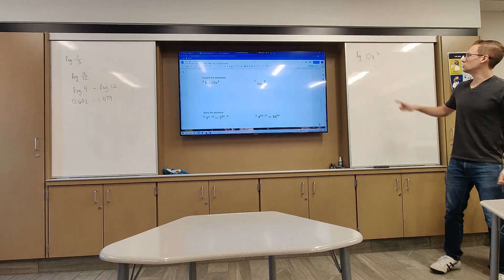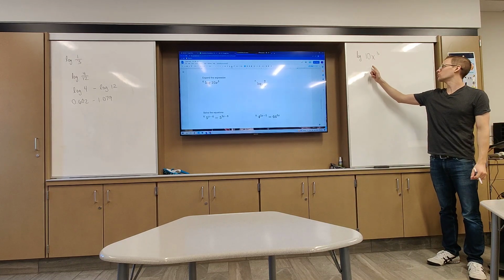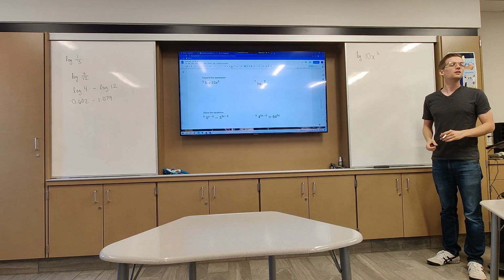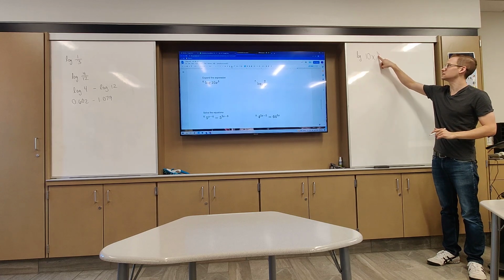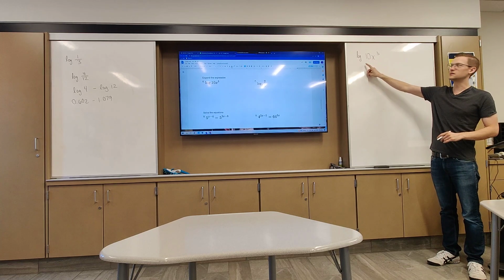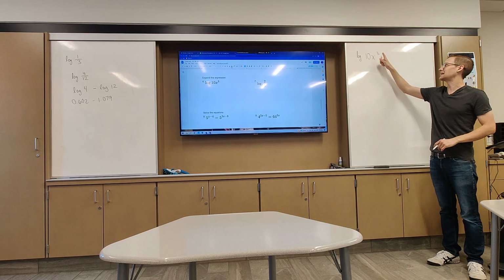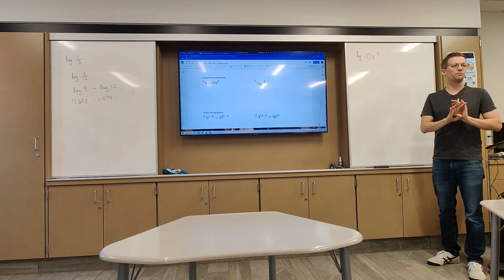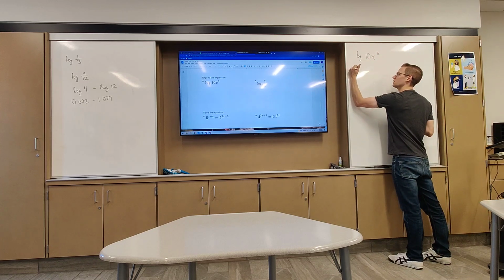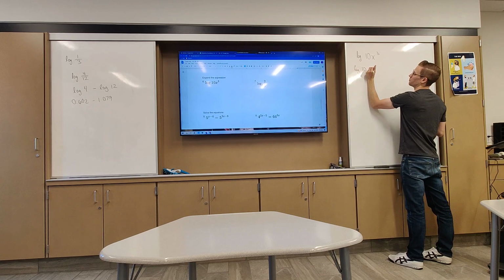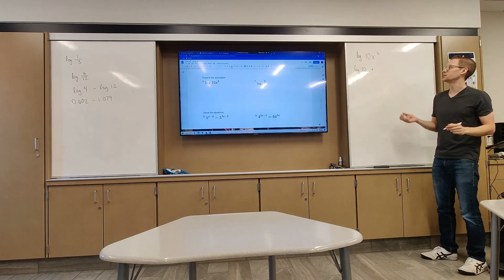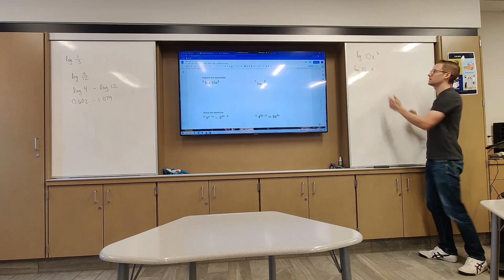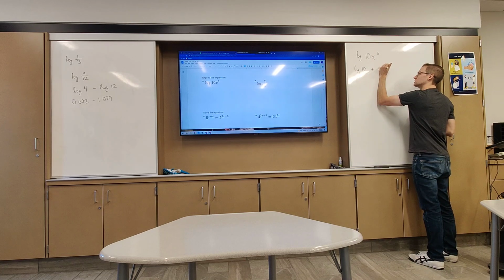So who sees what is the first property of logs that I can use to start expanding this? Power. We have to use power first because this exponent doesn't apply to the 10. This is 10 times x to the power of 3. I can't move this power of 3 yet because it doesn't apply to this 10. So I'll use the product property first, split it up. Log of 10 plus log of x to the third.